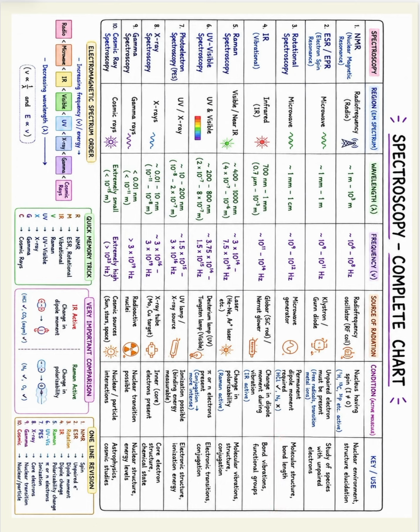Okay, IR spectroscopy basically works in the IR region, which belongs to 700 nanometers to 1 millimeter, and the frequency region is 10^11 to 10^14 hertz. The Nernst Glower is used as a source of radiation. The condition for an IR active molecule is a change in the dipole moment during the vibrations. From IR spectroscopy we can get information about the functional groups and the bond vibrations.